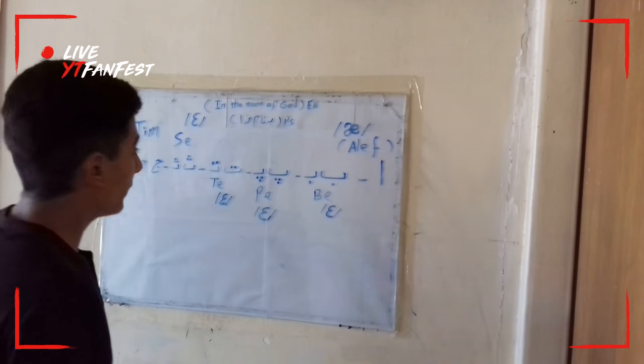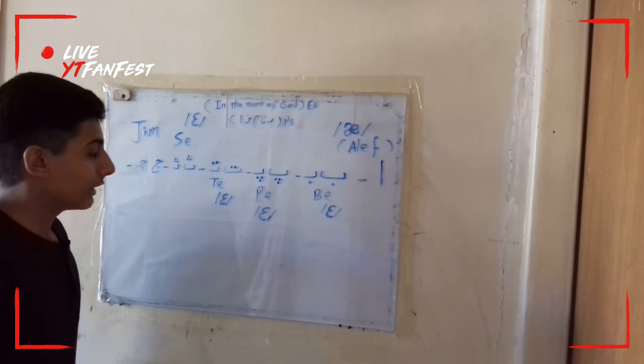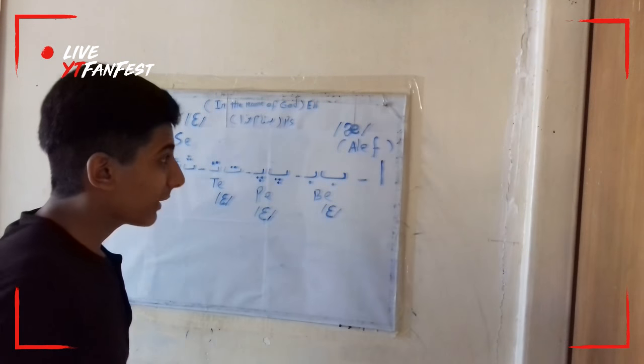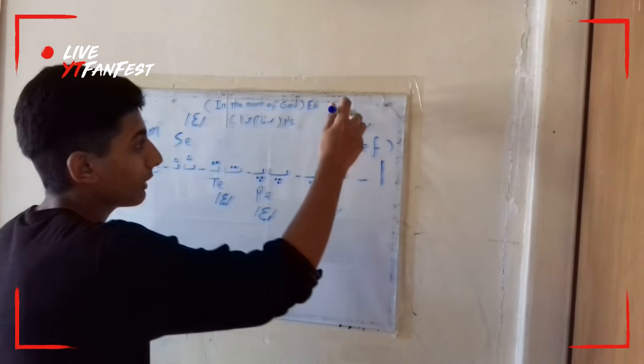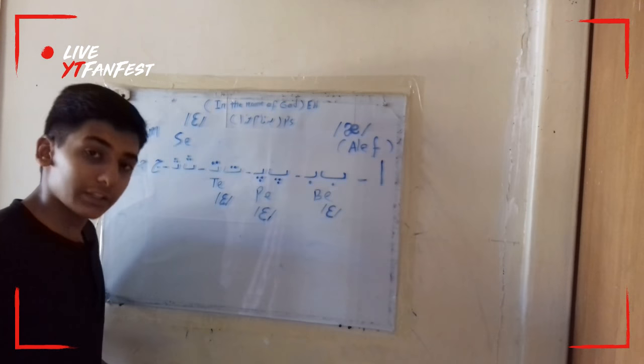Today we have actually 6 alphabet letters, as you can see, and we are going to talk about how they sound, and we have a phonetic. Let's get into it.